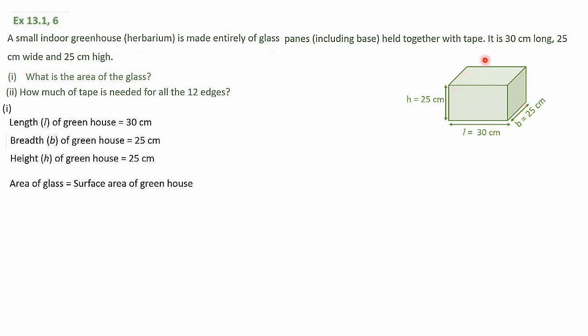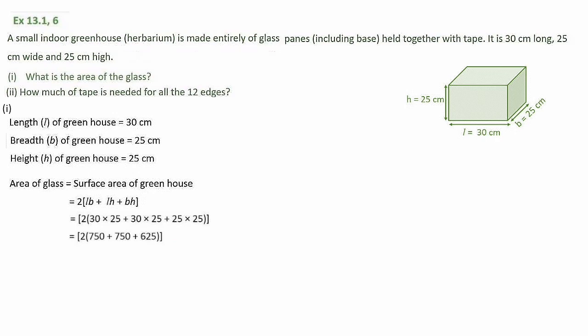So the surface area of a cuboid formula is 2 into (LB plus BH plus LH). If you change the order, it is not a problem. Let's substitute these values. L into B, that is 30 into 25, L into H, that is 30 into 25 again, plus B into H, 25 into 25. Let's add these values inside the bracket.